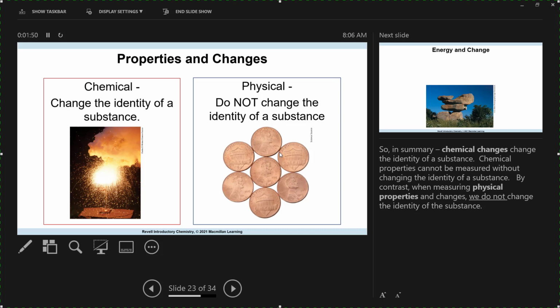A physical property or a physical change does not change the identity. The common example is a phase change. Even though we go from solid to liquid to gas, that substance is still the same combination of atoms in the same order.